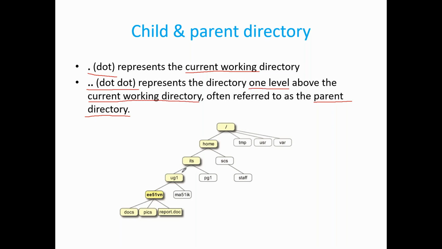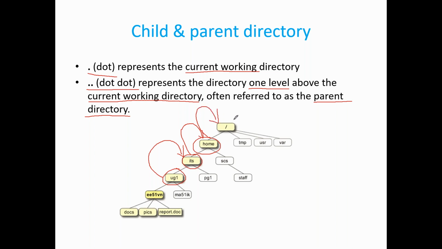Suppose let's say that I am at UG1 directory. For the UG1 directory, what is the parent directory? Parent directory is nothing but the directory which is one level above, that is ITS. Now, what is the parent directory for ITS? It is the directory which is one level above, which is home. Again, what is the parent directory of home? The directory which is one level above, which is this forward slash.